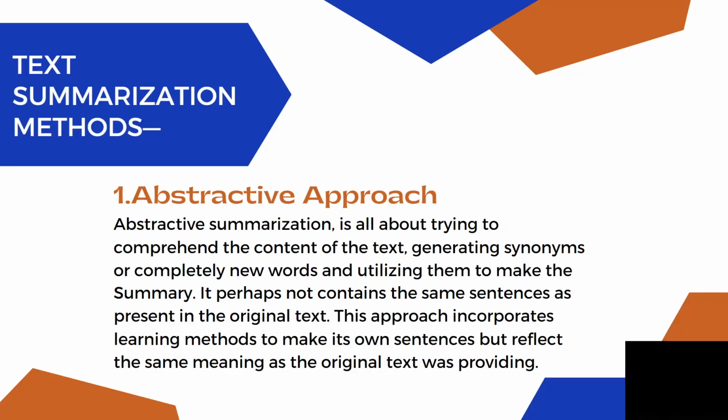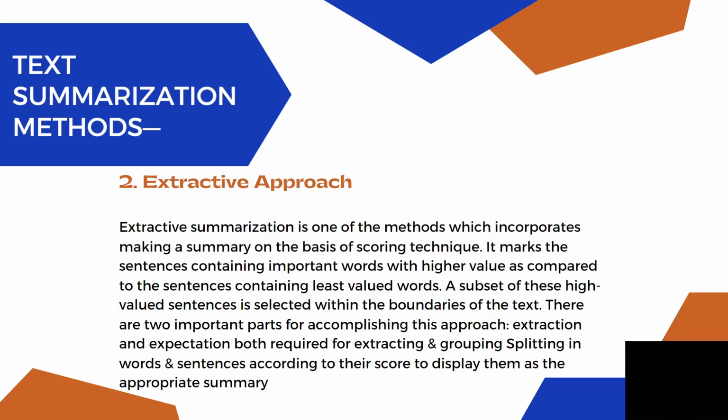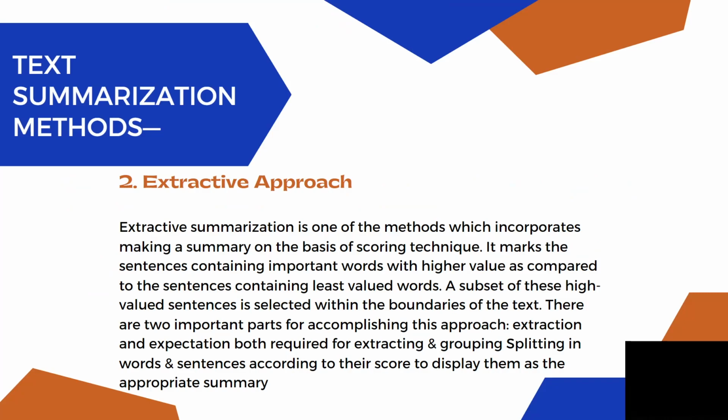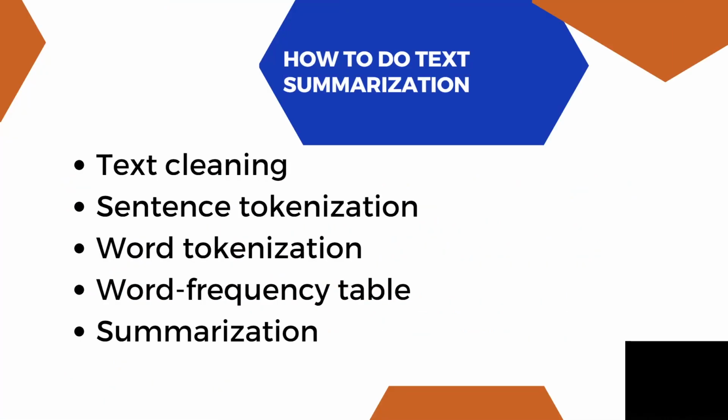So these were the two methods of text summarization, abstractive and extractive, and now how to do this text summarization. Basically, there are five steps involved in this. First step is text cleaning. Second is sentence tokenization. Third one is word tokenization. Fourth one is the word frequency table, and last is summarization.